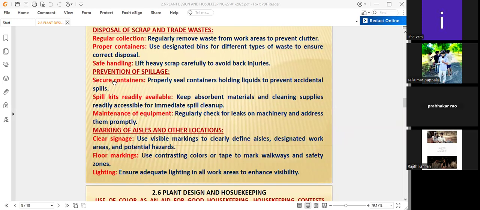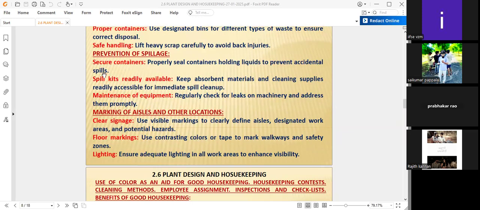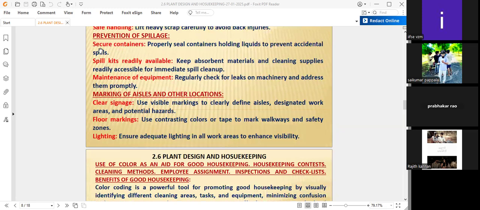Prevention of spillages, already we have discussed. We have to secure containers and keep spill kits readily available, and maintenance of equipment will prevent spillages. Making of aisles, for example corridors, walkways, gangways and pedestrian ways, with clear signages, floor markings and lighting, is very important.